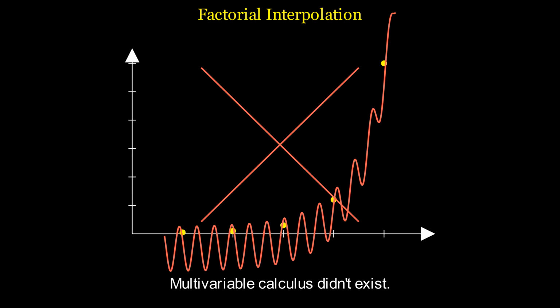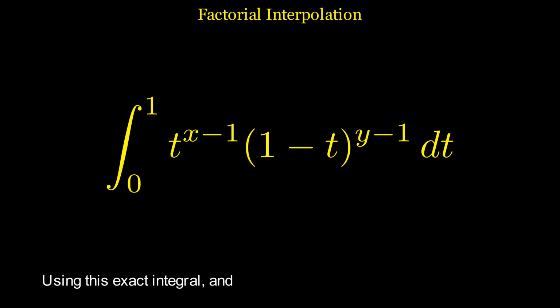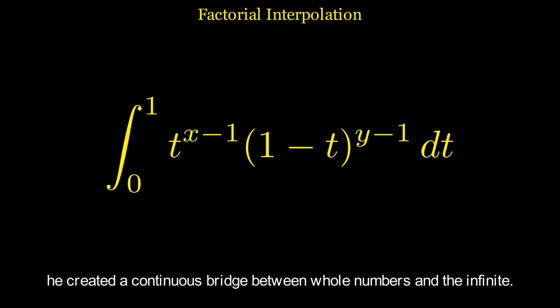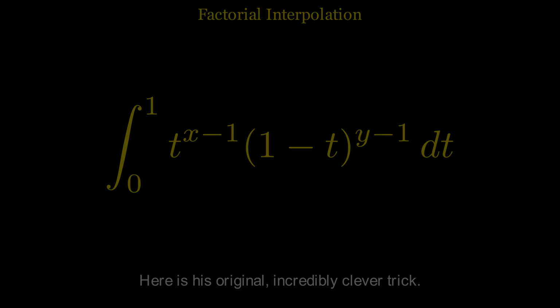Multivariable calculus didn't exist. There was no gamma function yet. But Leonhard Euler found a clever mathematical method. Using this exact integral, and nothing more than single-variable calculus, he created a continuous bridge between whole numbers and the infinite. That means he extended the factorial function from discrete integers to all real numbers. Here is his original, incredibly clever trick.